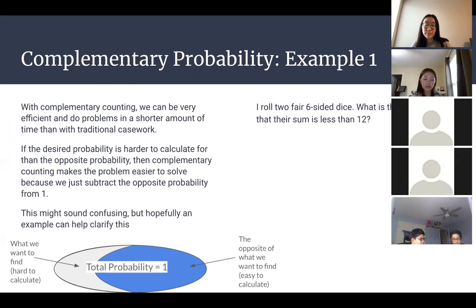So here's a problem where you would use complementary probability. I roll 2 fair 6-sided dice. What is the probability that their sum is less than 12? So what should we find here? What is the opposite of what this problem is trying to find?